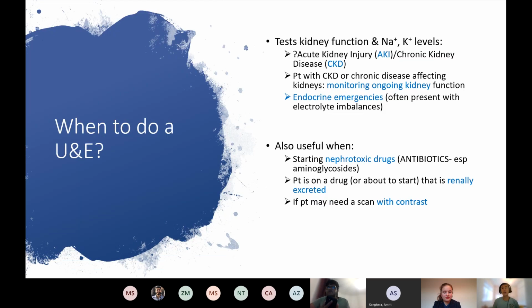Okay, so here's a more general point: when do you order a U&E, or if you're on a ward round and the consultant asks, why do we order a U&E? This is your reasons. Largely, it tells us about the kidney and also measures electrolyte levels, so it's useful when we're worried about kidney injury or chronic kidney disease. Also, if someone has slowly deteriorating function or any disease which affects the kidneys, can anyone name any conditions which might affect your kidneys in the long run?